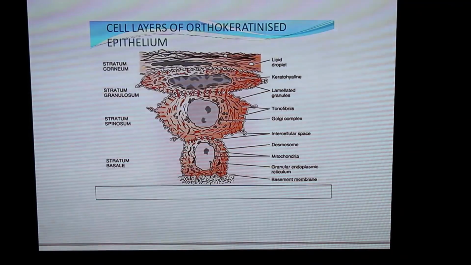70% of the keratinized mucosa consists of parakeratin. That means the epithelial cells consist of pyknotic nuclei and some organelles. 30% of the epithelium may consist of orthokeratin. The orthokeratinized mucosa will not have any cell or organelle.